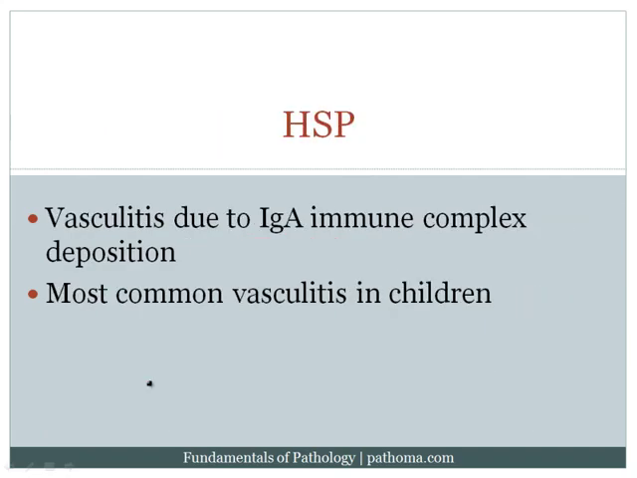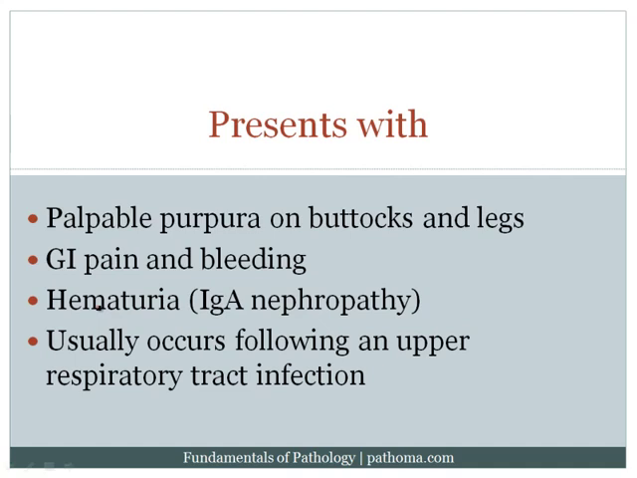The last small vessel vasculitis that I want to talk about is called HSP, or Henoch-Schönlein purpura. This is a vasculitis due to IgA immune complex deposition. It's the most common vasculitis in kids. The classic presentation is that of palpable purpura on the buttocks and the legs.